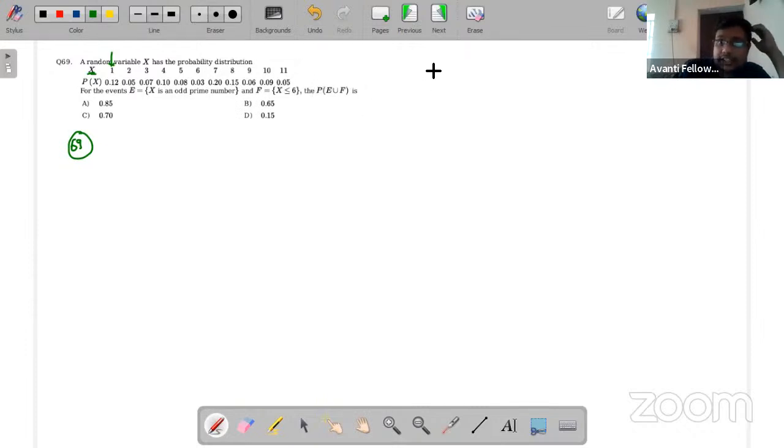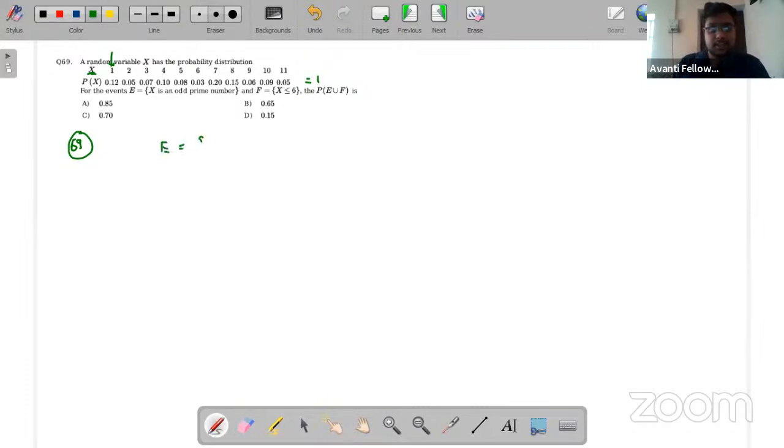We know that the sum of the probabilities of all the events in an experiment should be equal to 1. So this value should be equal to 1. You can also cross check: 0.12 plus 0.05 and so on. If you add, you will get 1. Clear or not? Now, for the event E, which is defined as x is an odd prime number, what can be the possible outcomes of the event E?